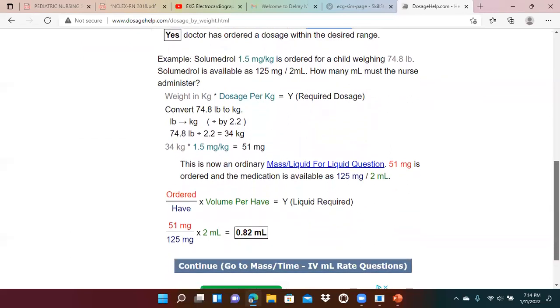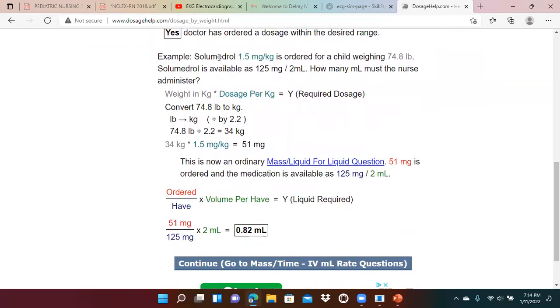Another example here, we read another medication prescription. 1.5 milligram per kilogram is ordered for a child with body weight 74.8 pounds. So pound needs to be converted to kilogram. The medication available is 125 milligram per ml, so liquid formula. How many ml must the nurse administer? So first of all, body weight in kilogram times dose per kg, it is the required dose. Convert pound to kilogram. So when you convert pound to kilogram, divide by 2.2, 74.8 divided by 2.2, 34 kilogram.